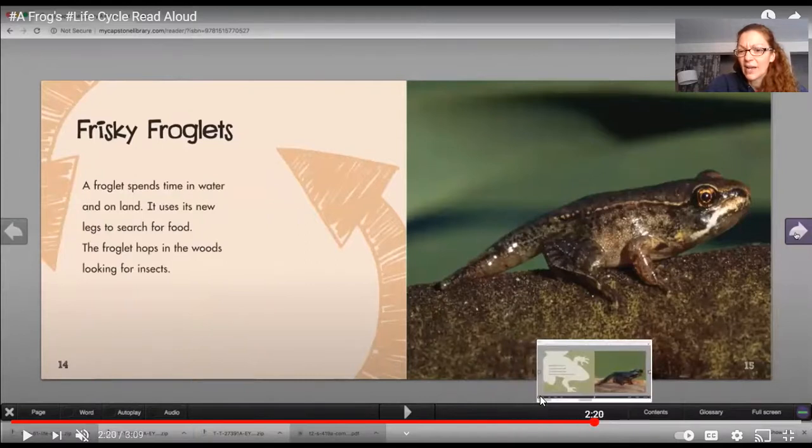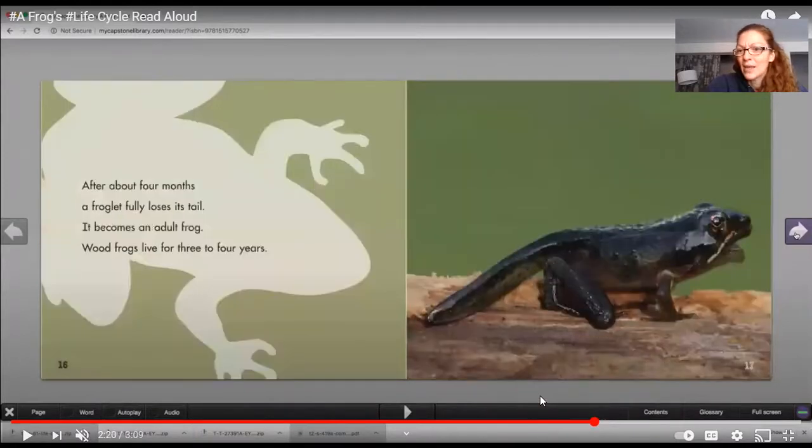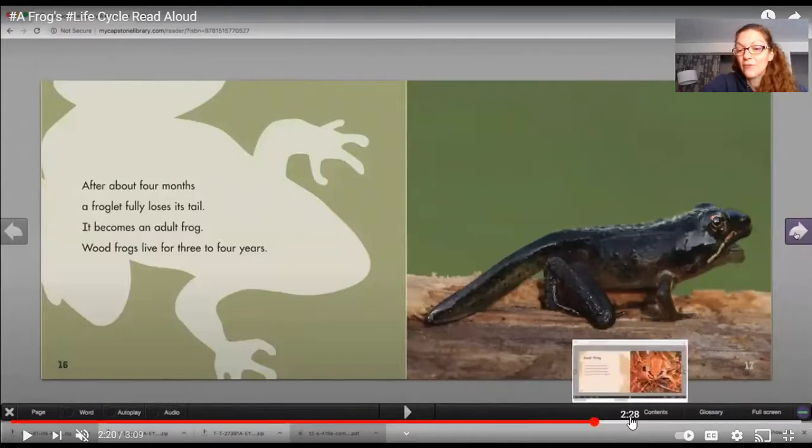Yeah, all except the tail, right? Yeah. After about 4 months, the froglet fully loses its tail. It becomes an adult frog. Wood frogs live for 3 to 4 years. All right, so let's go over the 4 stages.